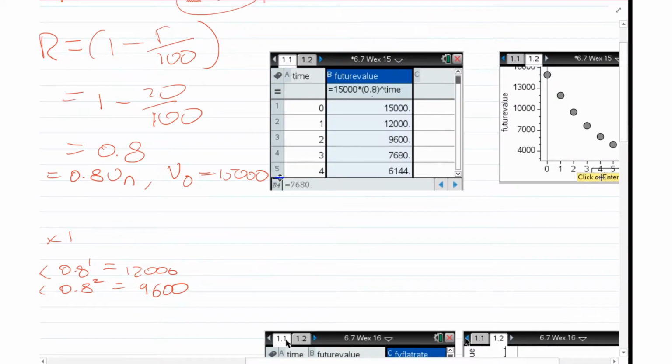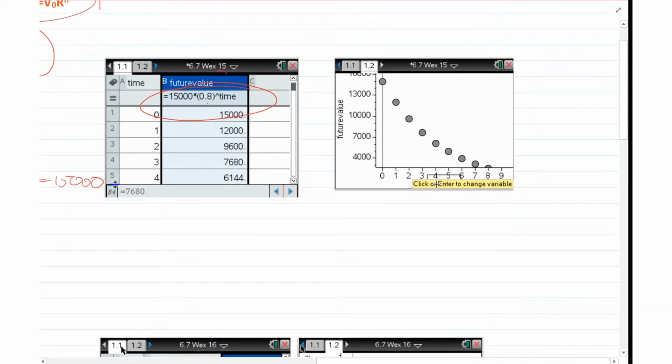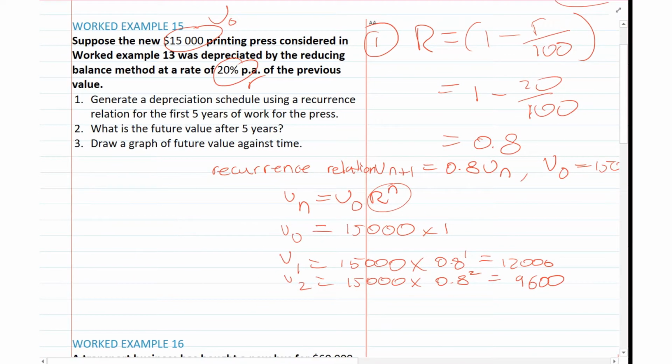Now, a much easier way: get your calculator, use that formula, let it fill down, then you ask it to plot, and you'll get this plot here, okay? All right, so we've just done 3.